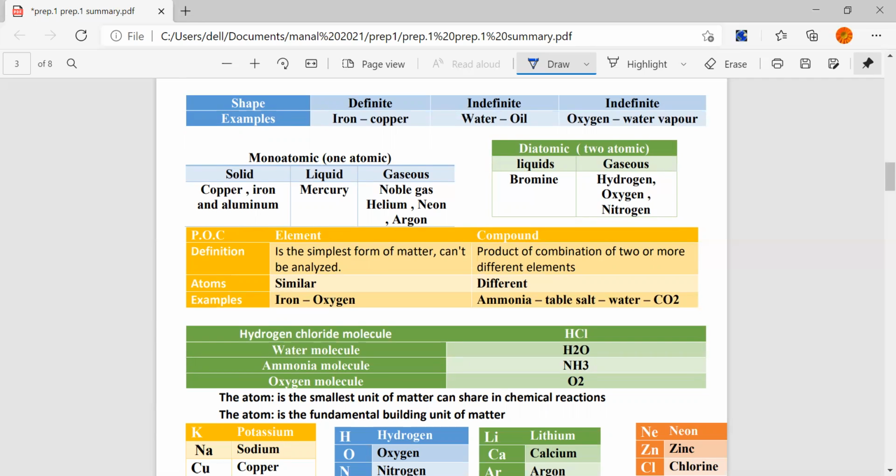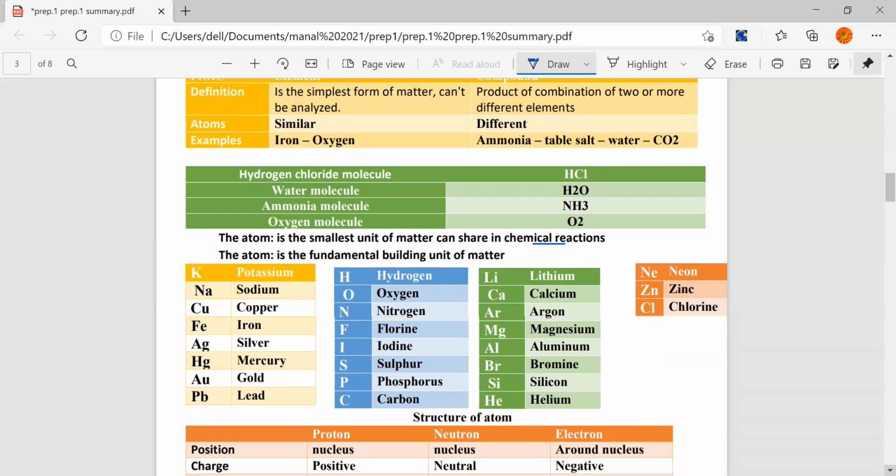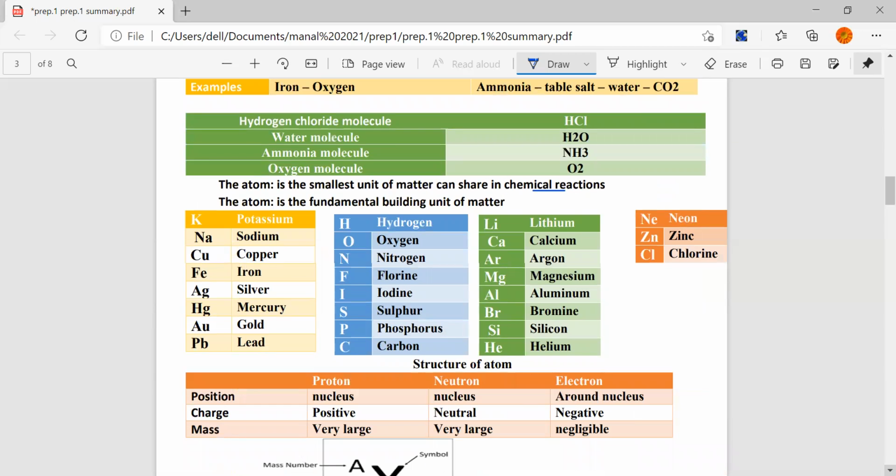Excellent. Now, what is the meaning of atom? An atom is the smallest unit of matter that can share in the chemical reaction. So what is the difference between atoms and molecules? Molecules carry the properties of the matter. Atoms share in the chemical reactions. The atom is the fundamental building unit of matter. Now we start lesson 3, matter atomic constructions.